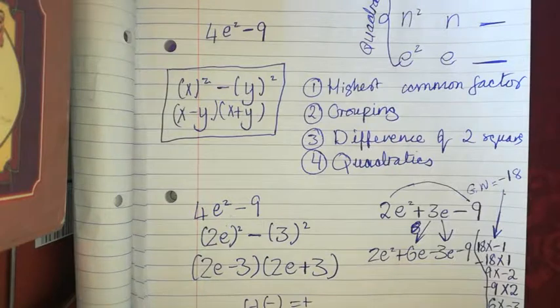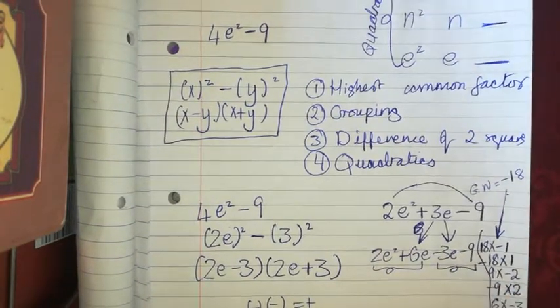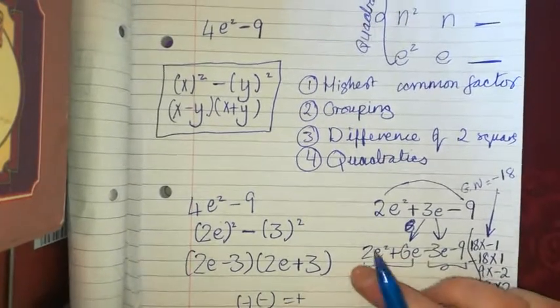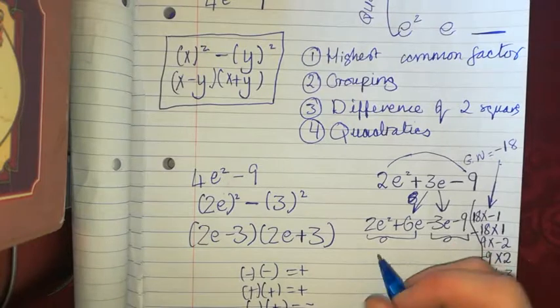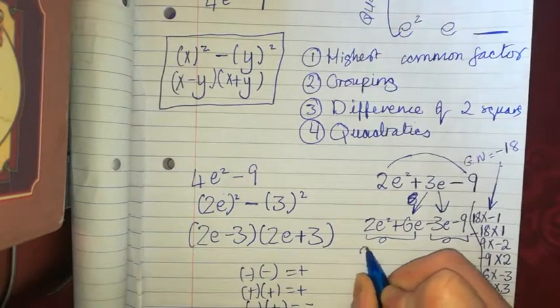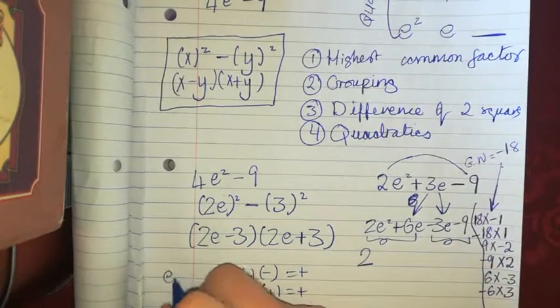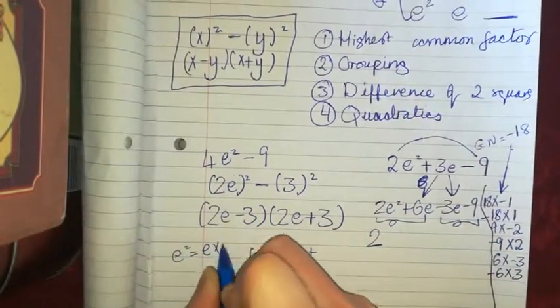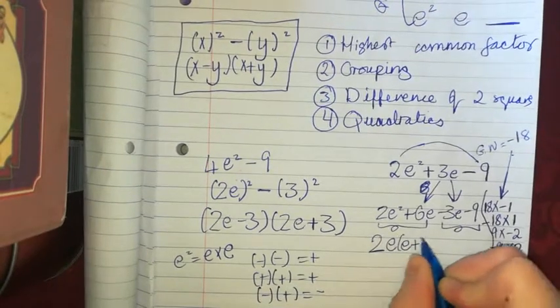So now I'm going to group. It's kind of like grouping, so I group the first 2 and the second 2, and my brackets have to be matching. So if I take what's common that I can take out of both of them, the highest number that will divide into 2 and 6 is 2, and the letter that has both of them is e, because e squared is just e multiplied by e. So I can take out 2e, and then I'm left with e plus 3.